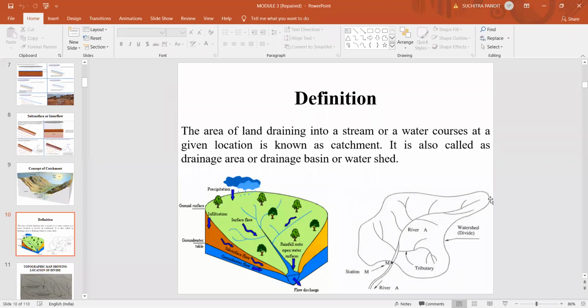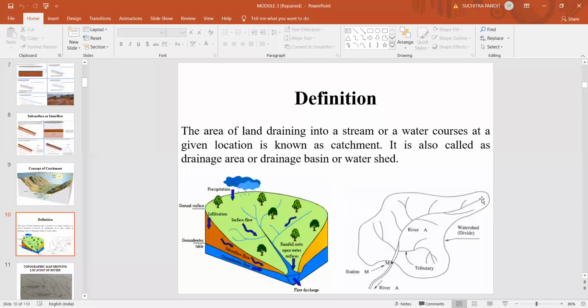It can also be called a watershed divide, a line which separates two watersheds. You can have one more adjacent watershed on this side or on that side, and the boundary defines the particular catchment under study. So this outside line is also called the catchment boundary, drainage divide, watershed divide, or catchment divide.